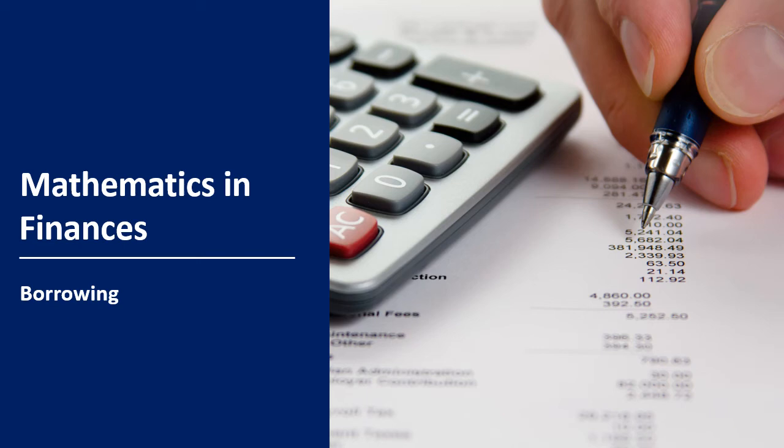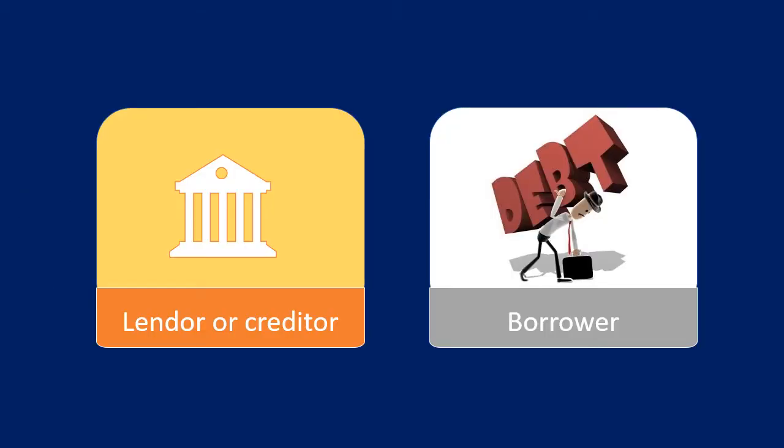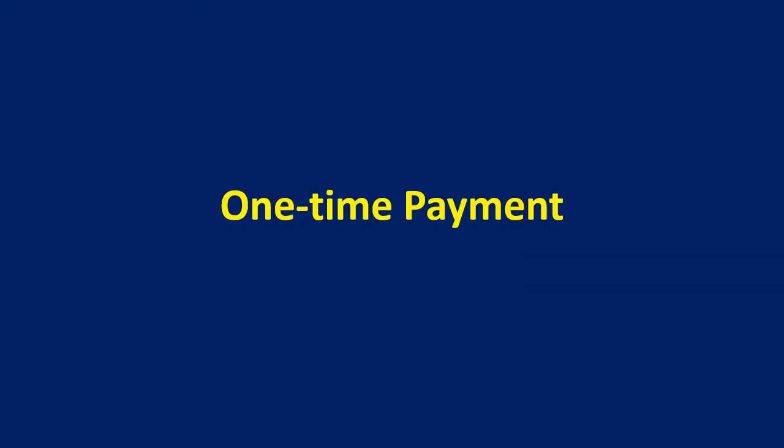Let us now go to the last part of this module. For today, we will talk about borrowing. There are two kinds of persons: the lender or creditor, the one who loans money, and the borrower, the one who borrows money. Let's talk first about borrowing with one-time payment.